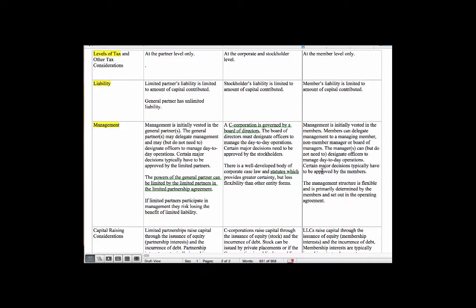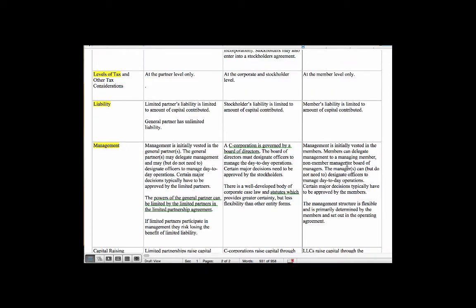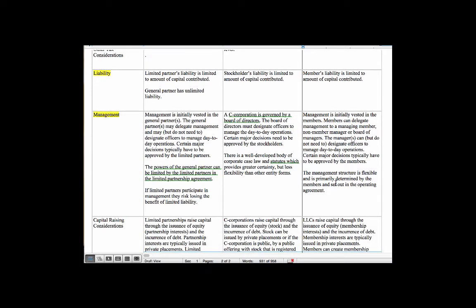So in almost every case, your first assumption should be, ooh, the best choice is going to be an LLC, and that's because it has the best tax treatment, or if for some reason you want to be taxed like a corporation, you have that option by checking the box. Right? You get the best form of limited liability. It comes with the least restrictions on how flexible you can be in designing your management structure.